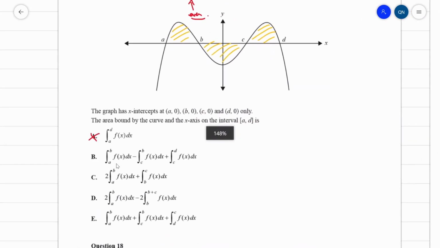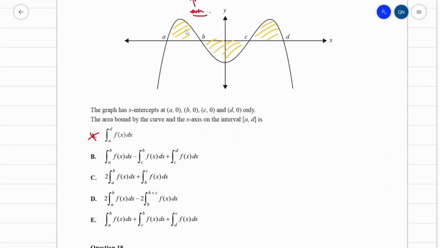For b, we're going from a to b of f of x, a good sign. So if I was splitting things up, then we're subtracting the integral from c to b, which is going backwards, which is slightly concerning because this area over here is already negative. If you're working with a negative area, you either reverse the bounds or you put a negative sign in front of the integral, not both. So it's not going to be b because that doesn't calculate that proper area there.